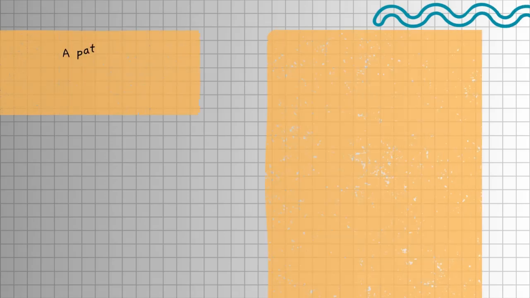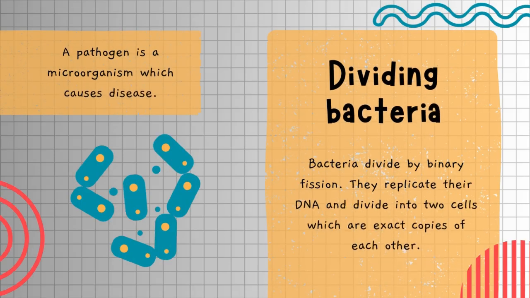Dividing bacteria. Bacteria divide by binary fission. They replicate their DNA and divide into two cells which are exact copies of each other.